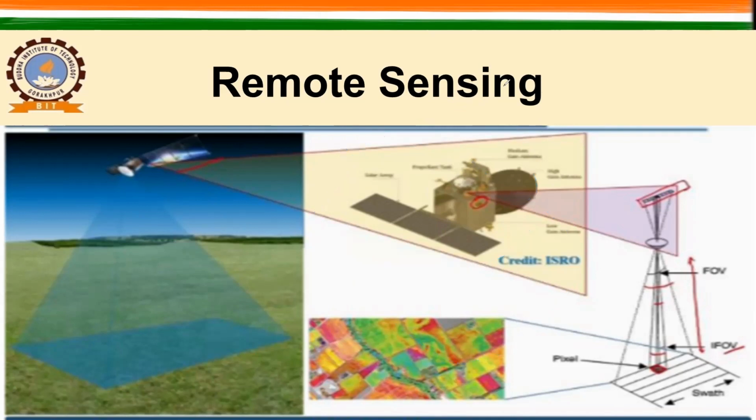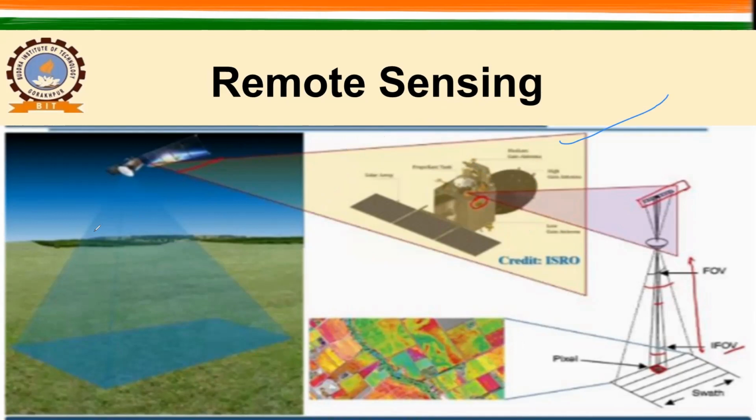Here it is an enhanced view of the satellite. Here you can find many sensors are attached. These sensors are basically a group of detectors which can image the area. वो क्या करेगा? That will image the area.